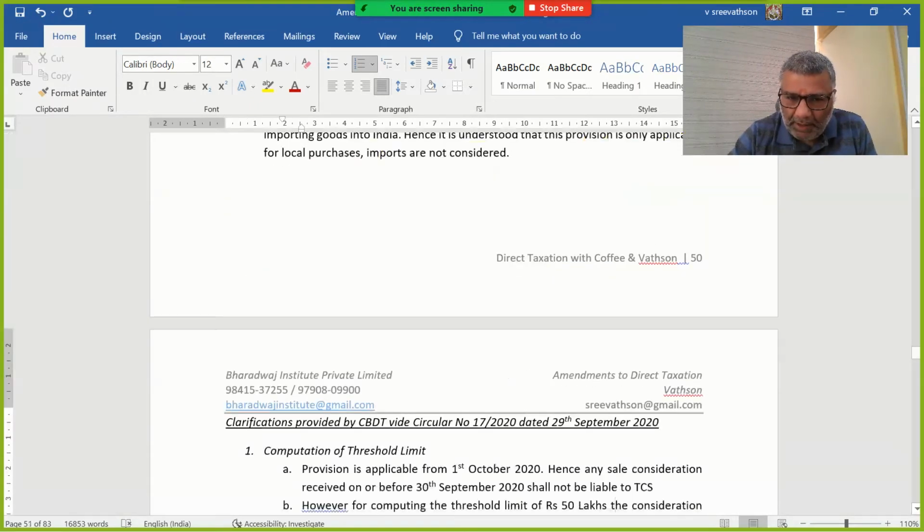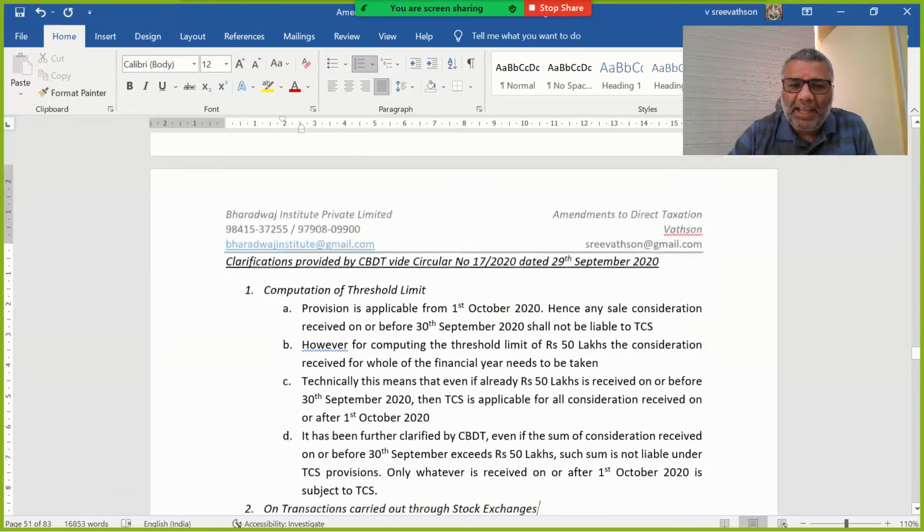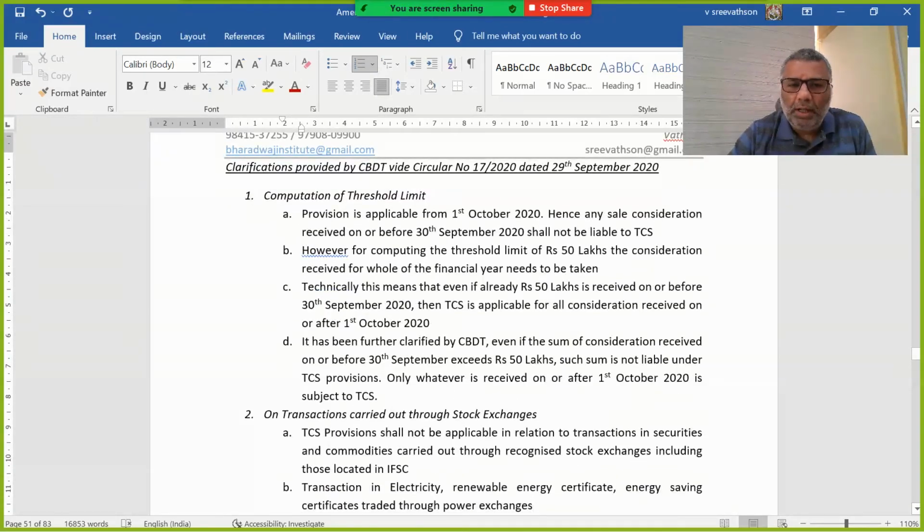Okay. Now, a clarification. Yes, friends. This 50 lakh is to a single person in 1 year, right? Yeah, yeah. Per person, not seller based, buyer based.